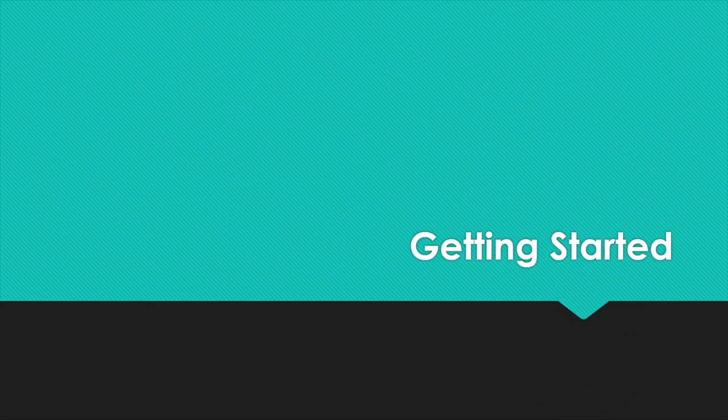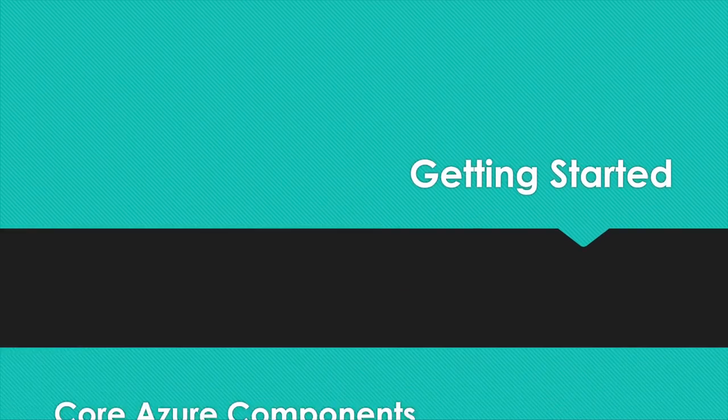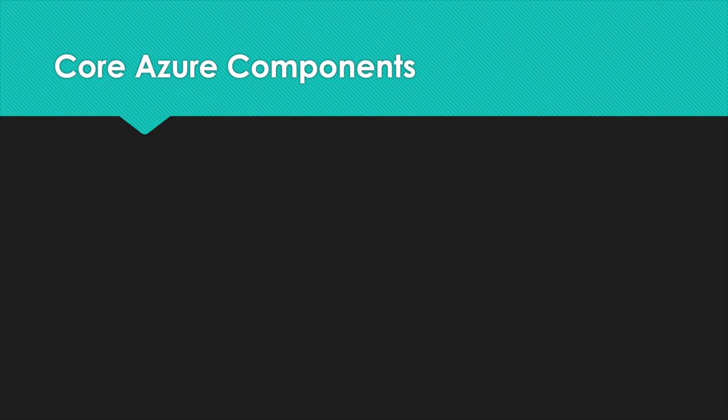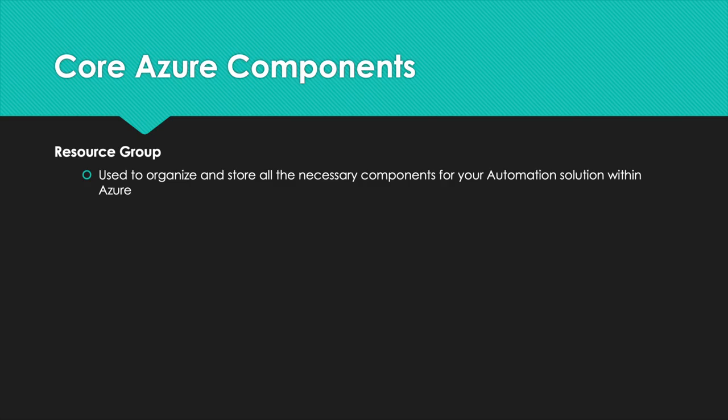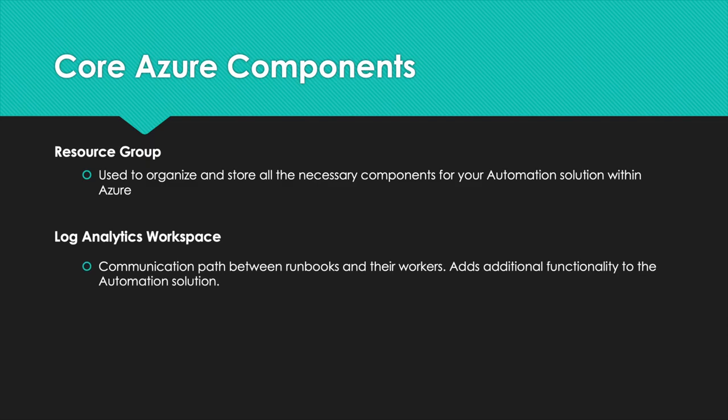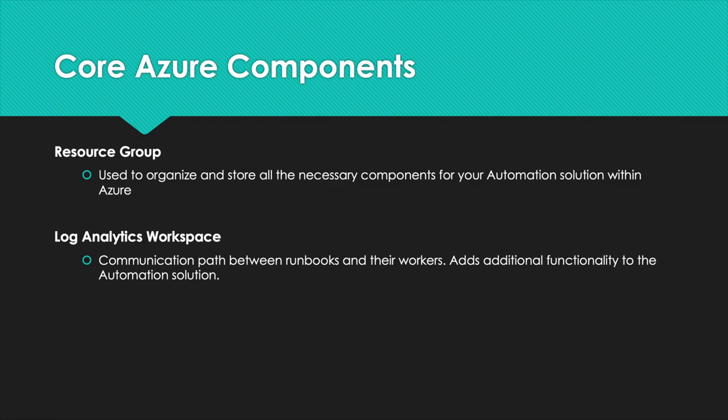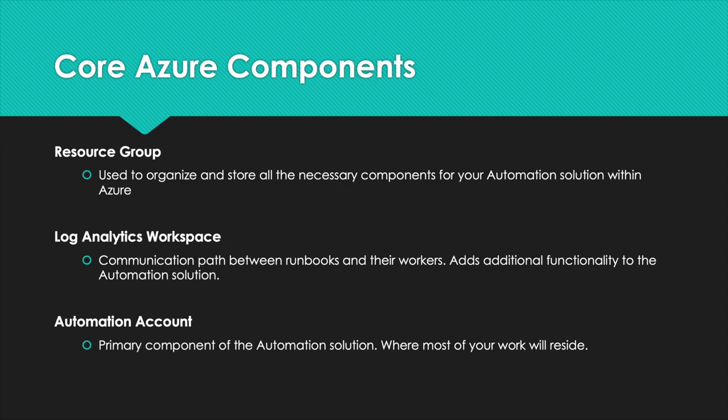Okay, now that we know a little bit more about Azure Automation and how it works, let's see what it takes to get started working with Azure Automation. We're going to need three core Azure components. We'll need a resource group that'll be used to organize and store all the necessary components within Azure. We'll need a log analytics workspace, which is the communication path between our runbooks and their workers, and this also adds some additional functionality to our automation solution. We'll obviously also need the automation account itself, and this is the primary component of the automation solution. This is where most, if not all, of your work will reside for your automation.